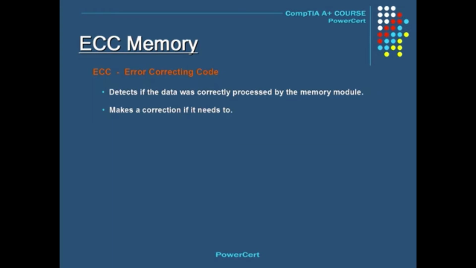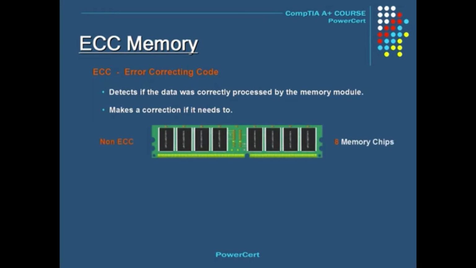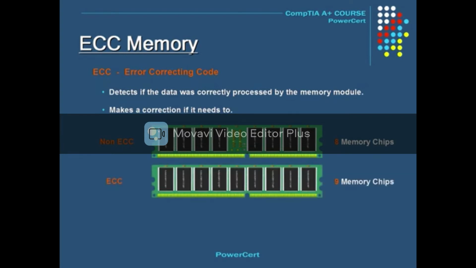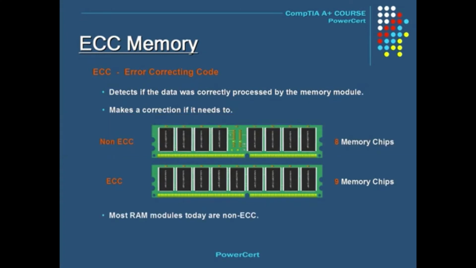You can tell if a RAM module has ECC by counting the number of memory chips on the module. In a standard non-ECC DIMM, it will have 8 memory chips, but in an ECC module, it will have 9 memory chips. Most RAM modules today are non-ECC, and this is because of the advance in technology that has minimized memory errors and has made non-ECC RAM more stable.